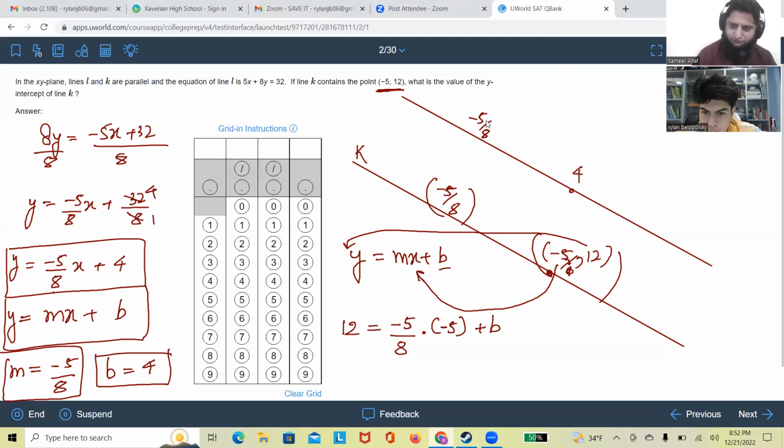Wait, would I plug in 4 for b or just leave it as b? B is not 4 for this line. B is 4 for the line L. We are talking about line K. The question is, read the question. Four is the y-intercept of line L, but we are interested in line K, so we'll be focusing on line K. We don't know the y-intercept of line K. We have to calculate that. That is the question.